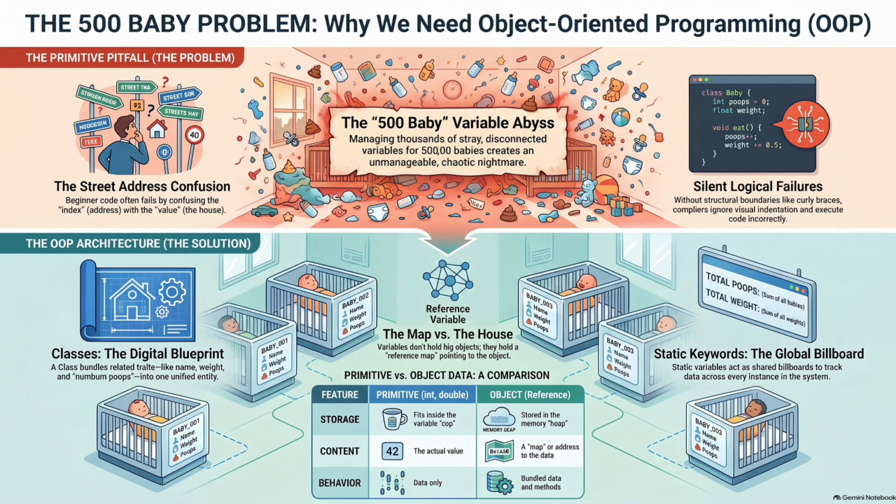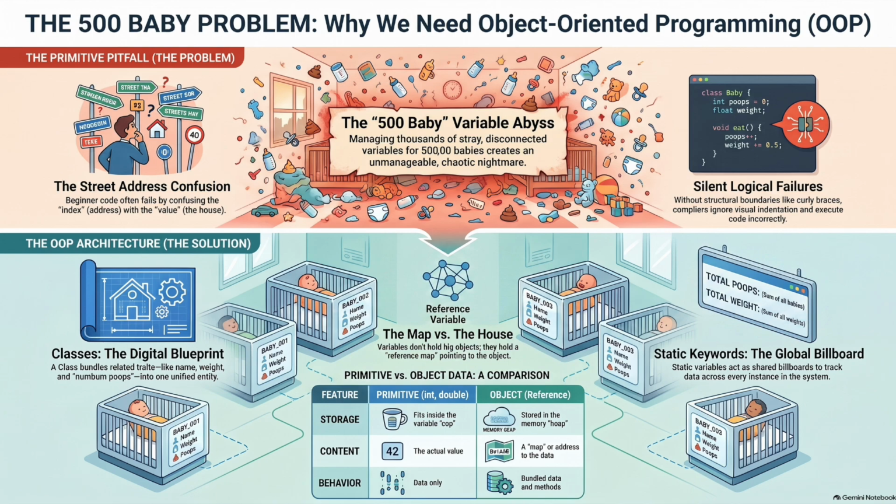Yeah. And here's where it gets really interesting. I was looking at the eat method in the notes. You pass in a double for the weight of the food. Right. If a class was just a dumb bucket of data, it would just add that number to the baby's total weight, right? Right, just simple math. But the method has a safety check, an if statement. It checks that the food weight is greater than 0 and that it's less than the baby's total weight.